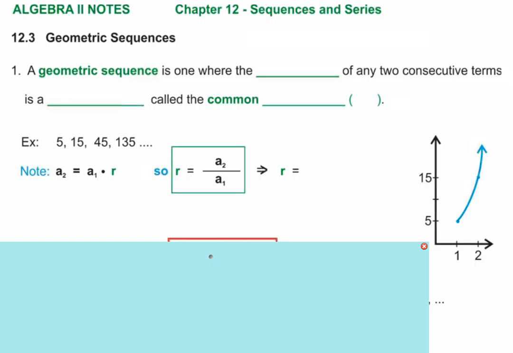Geometric sequences are not linear. They're exponential, and they can curve up or they can curve down. It depends on the sequence. A sequence can head up and a sequence can head down. It can go both ways.